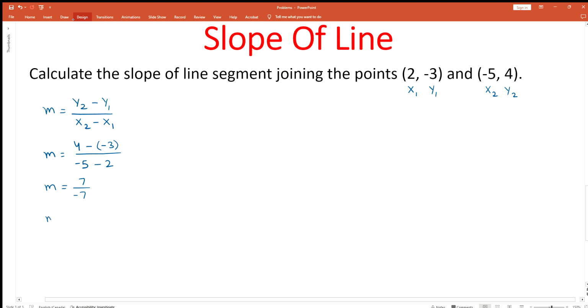Next, we can reduce this fraction. 7 over -7 is equal to -1. This is the value of the slope of this line segment. This should be the final answer for this problem. So these are the steps you have to keep in mind to solve this problem.